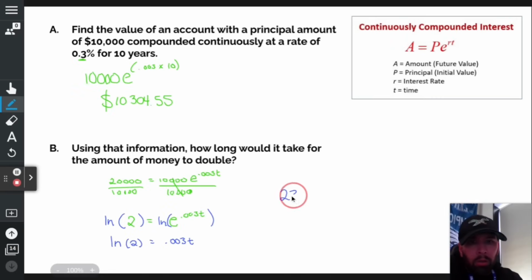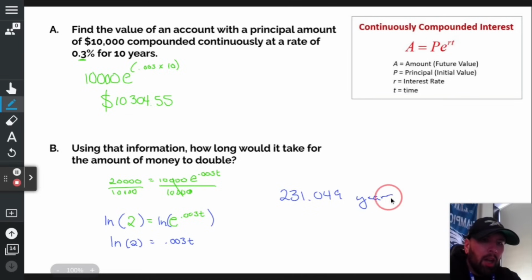All right, didn't take us long at all. Just 231 and a little extra, years and a little extra. So, you'll die like 15 times and you'll be able to double your investment.